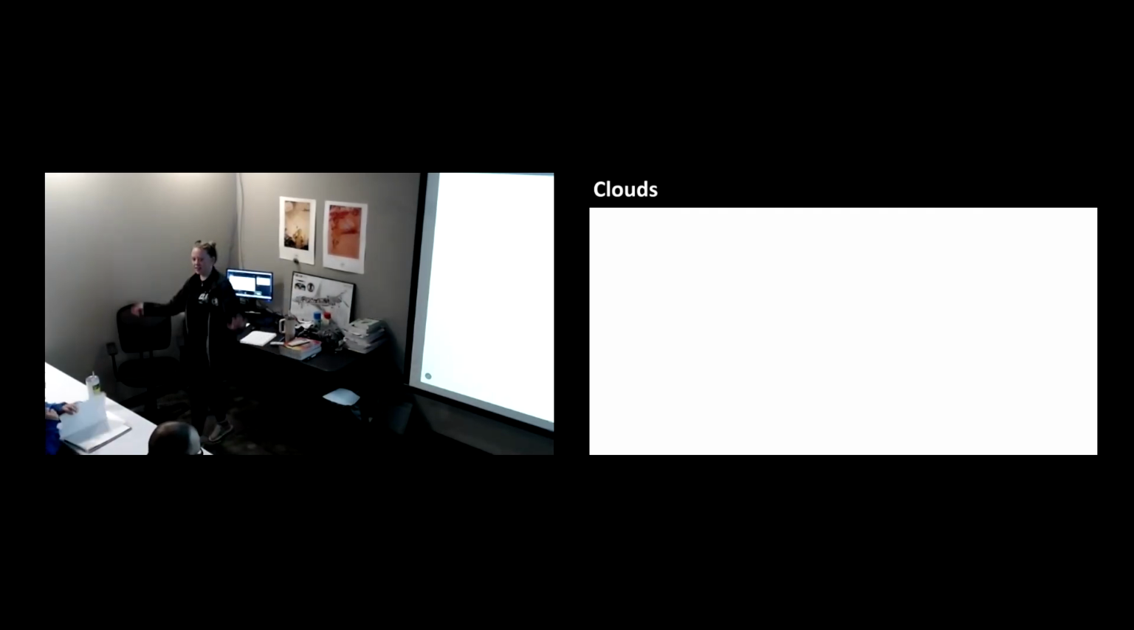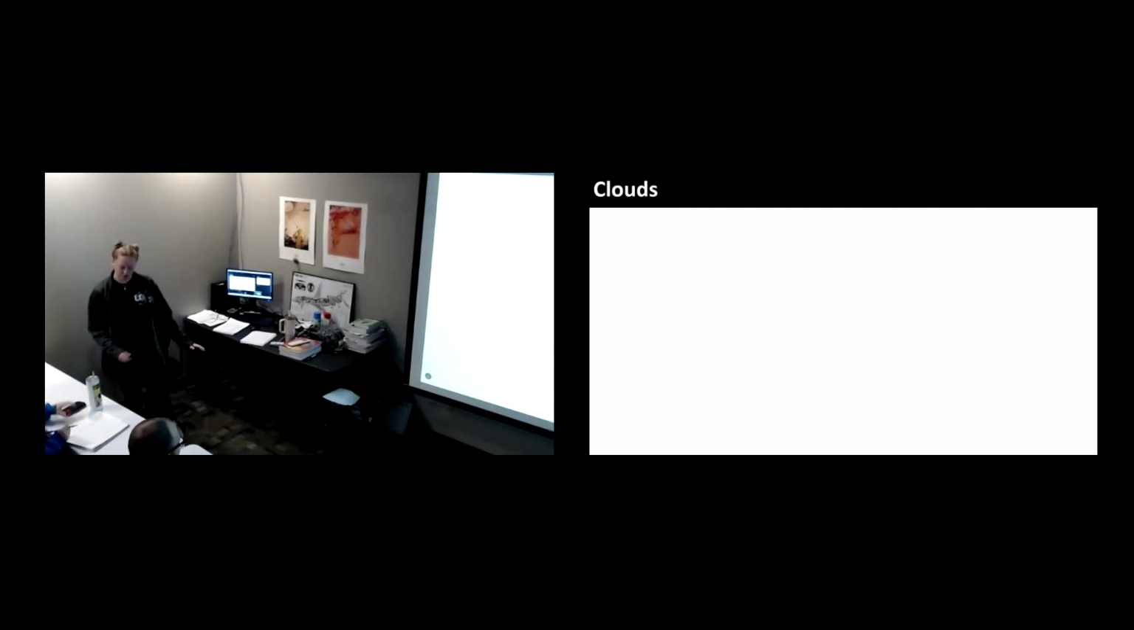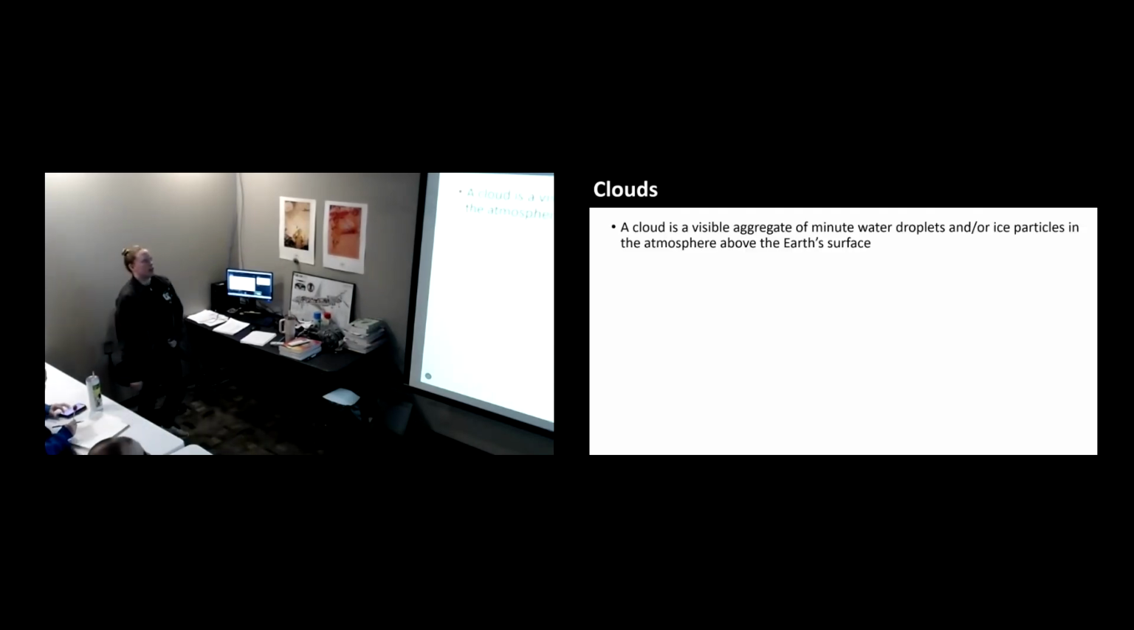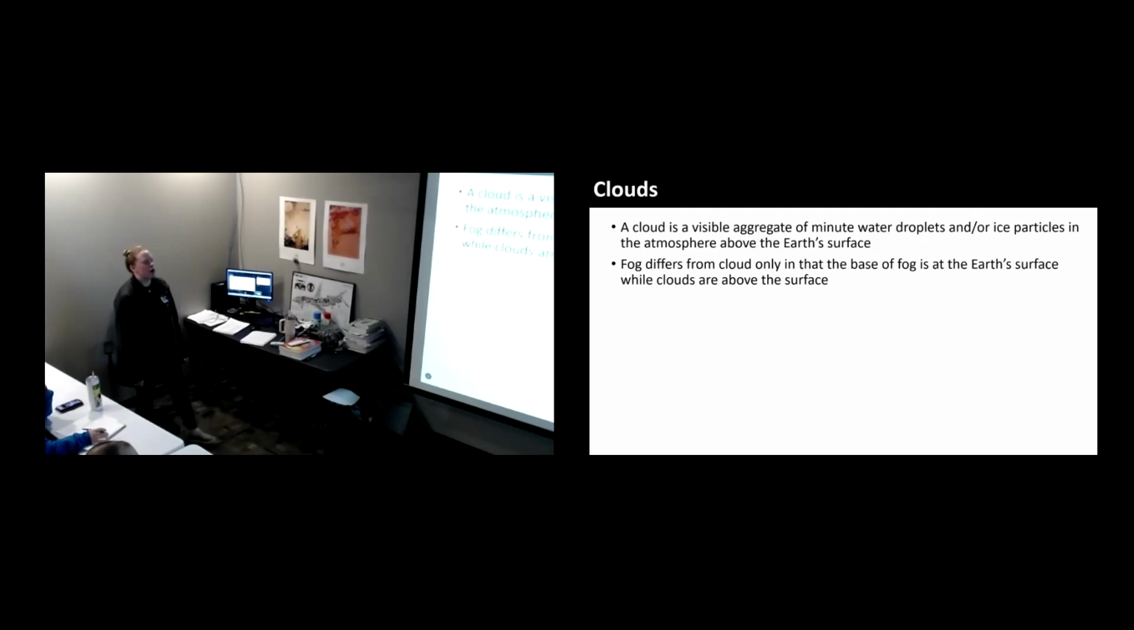Okay. This is important. This we do pay attention to. A cloud is a visible aggregate of water drops. You can see if there's moisture in the air, because that's what a cloud is. Fog differs from a cloud only because the base of the fog is at the surface, while the clouds are above the surface. They're the same thing.